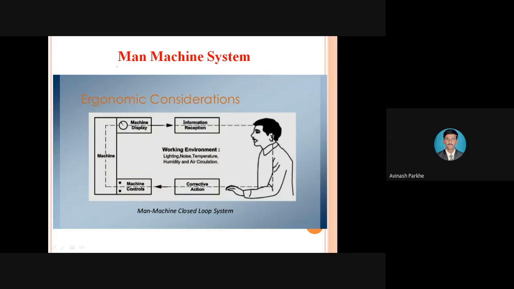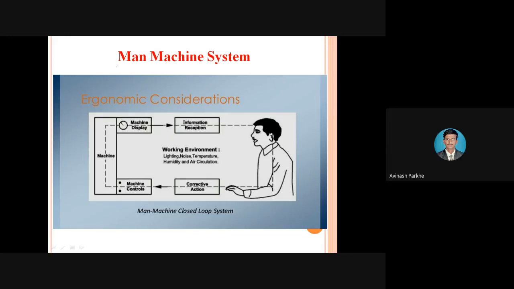Now, some fully automatic machines are available, but even in fully automatic machines, if I have to hold the job, a man is required. If I have to remove the job, again a man is required. Again, if I have to start the machine, a man is required. That means without any operator, it is not possible to start that machine.